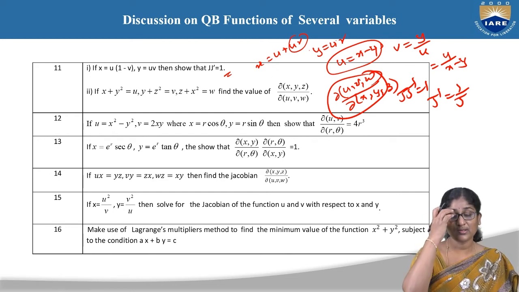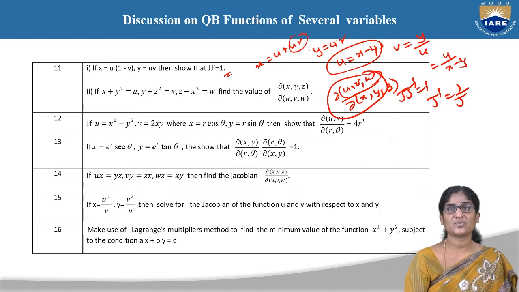Next, going to the 12th question. 12th question is u is equal to x square minus y square and v is equal to 2xy, where x is equal to r cos theta and y is equal to r sin theta. Now, first we have to find out ∂(u,v)/∂(x,y). Next, ∂(x,y)/∂(r,theta). Multiply these two to get ∂(u,v)/∂(r,theta), and that should come out to be 4r square.